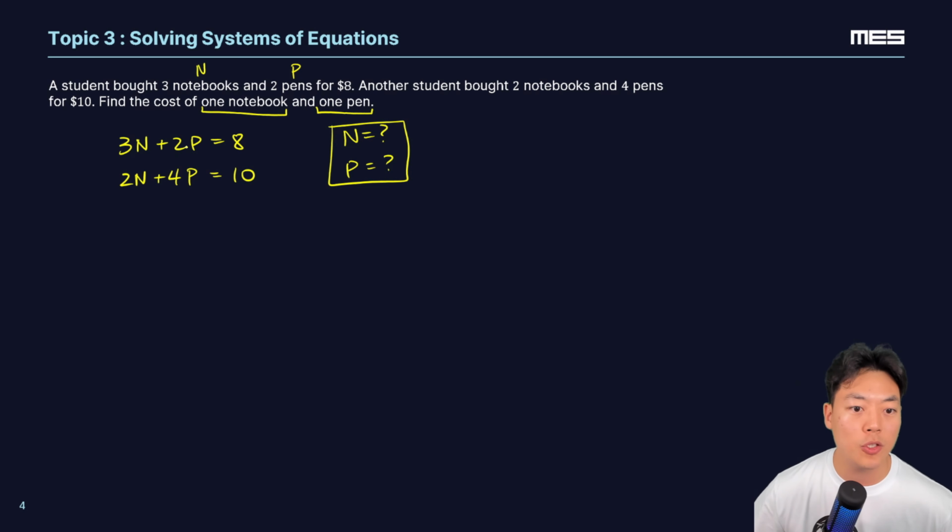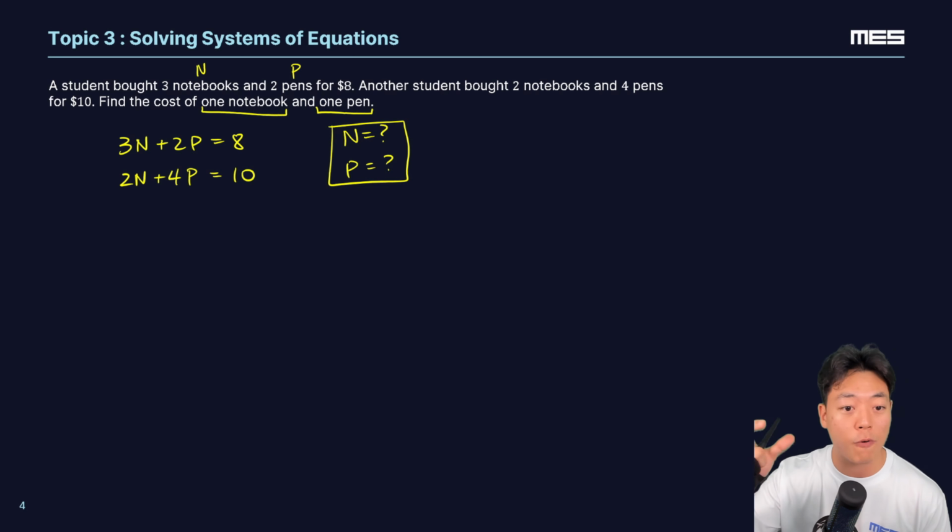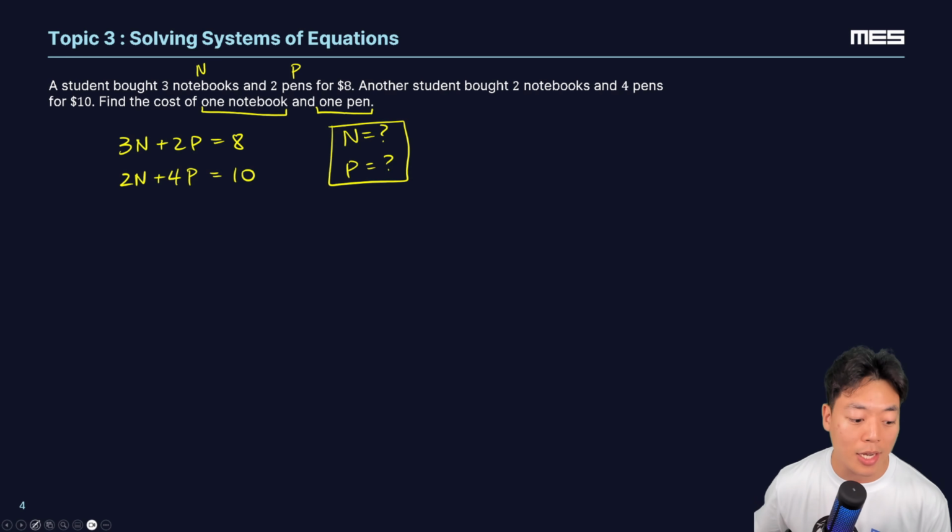We have 3n plus 2p is equal to 8, 2n plus 4p is equal to 10. We know that when we're working with systems of equations, elimination is the easiest way in solving systems of equations, especially when the two coefficients of a certain variable have common factors or common multiples. So in this case, I am actually going to multiply the top equation by a negative 2.